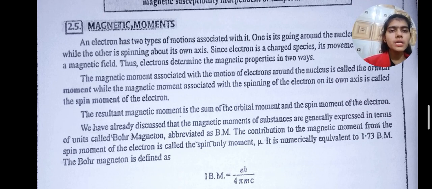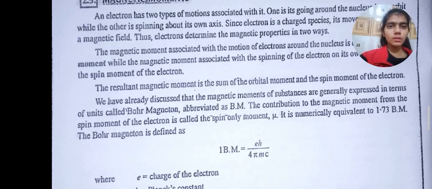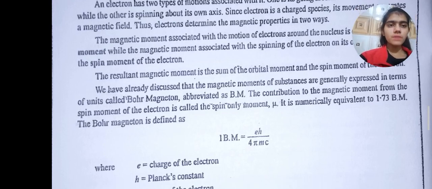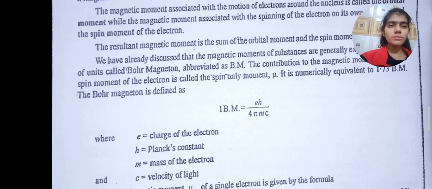We have already discussed that magnetic moments of the substances are generally expressed in terms of a unit called the Bohr magneton, abbreviated as BM. The contribution to the magnetic moment from the spin moment of the electron is called the spin-only moment, that is μs. It is numerically equivalent to 1.73 BM. The Bohr magneton is defined as 1 BM is equal to eh upon 4πmc.